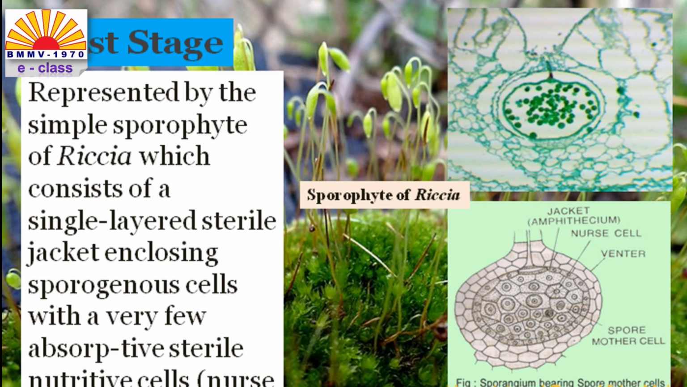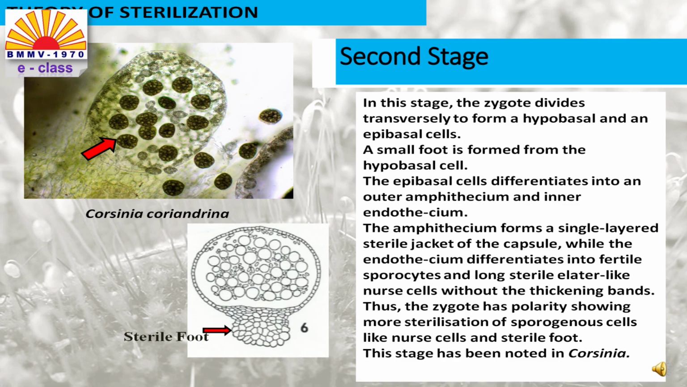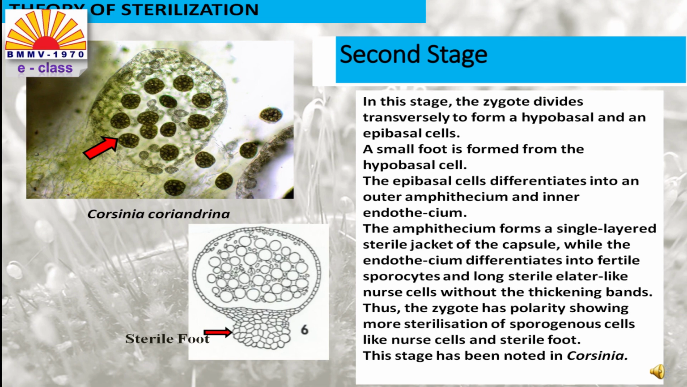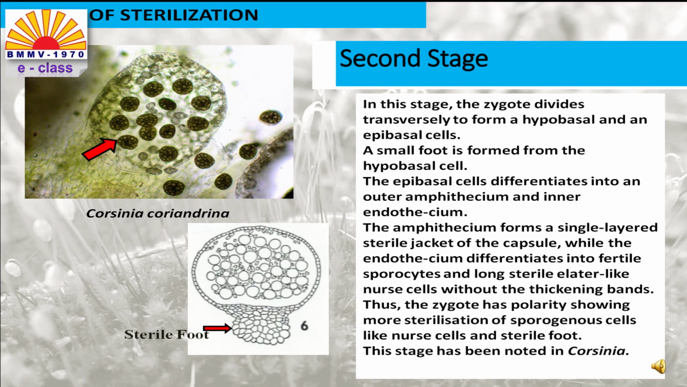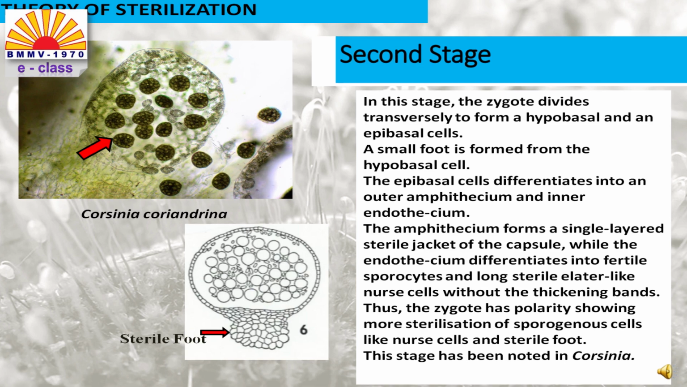Now this is the most simple form of sporophyte. You will find that entire sporophyte is now producing spores, and there are very few sterile cells, and sterile cells will include the jacket and the nurse cell. The second stage. In this second stage, the sporophyte is little bit developed, which is represented by Corsinia. You can see here the sterile foot is there in this genus, and it is little bit developed from that of Riccia. You will also find a single layered epithecium. The capsule is formed and the spore mother cells are inside the capsule.